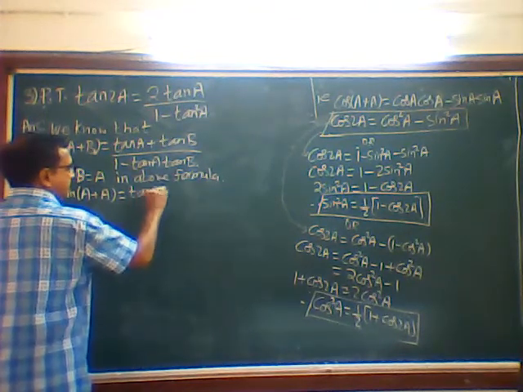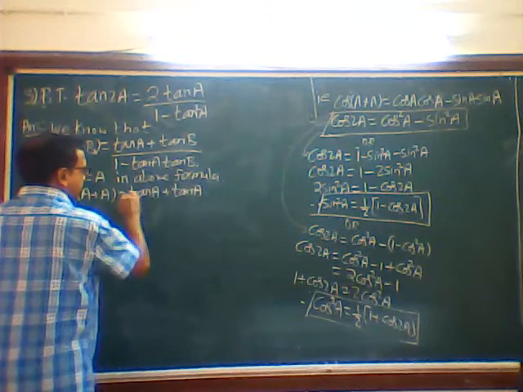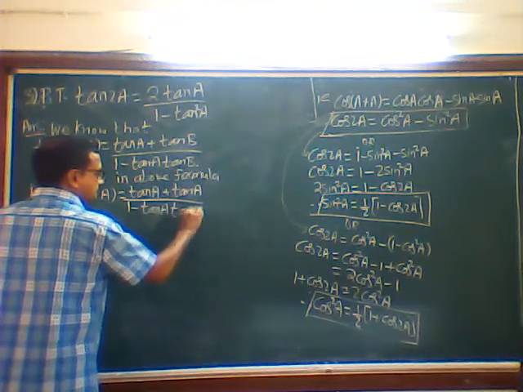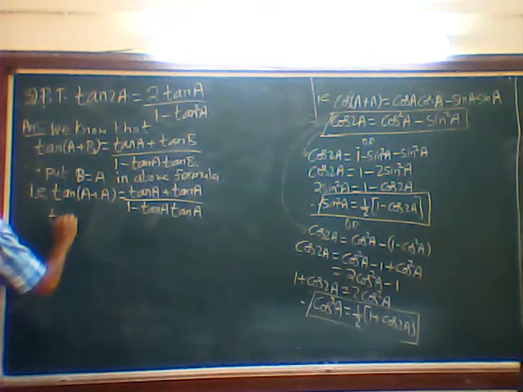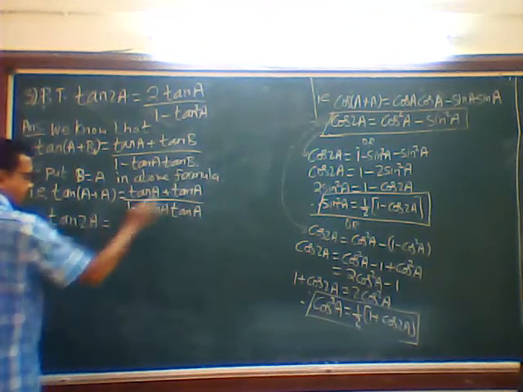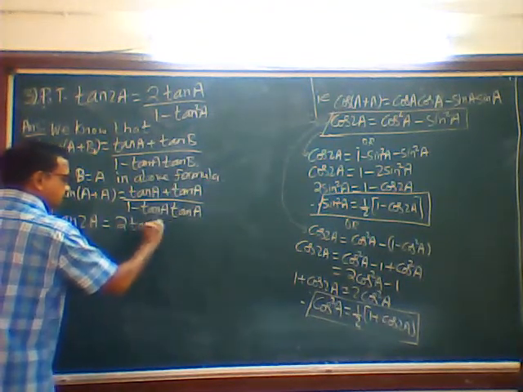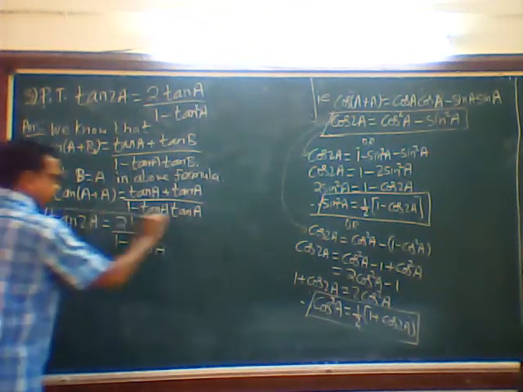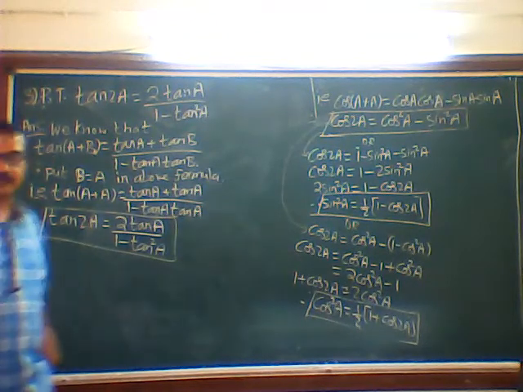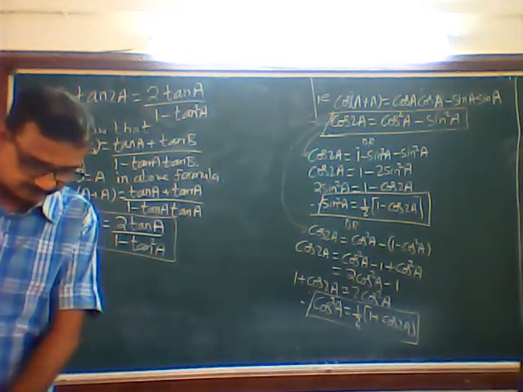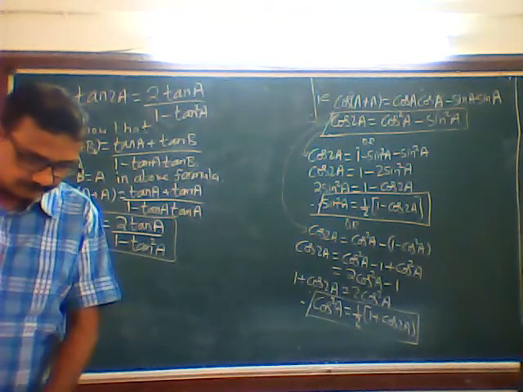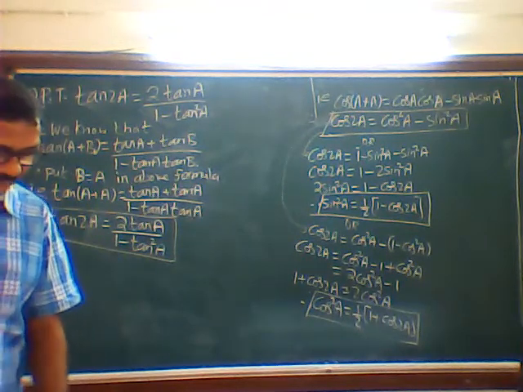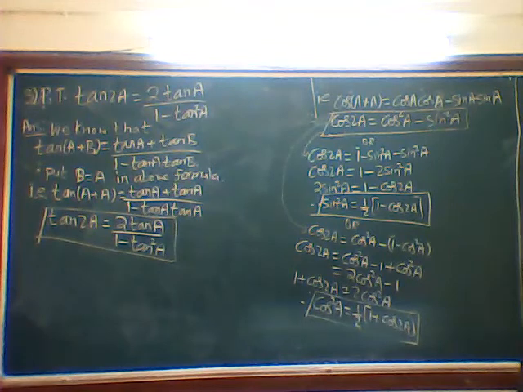Tan A plus tan A divided by 1 minus tan A into tan A. Tan of A plus A is tan 2A. Tan A plus tan A is 2 times tan A, whole thing divided by 1 minus tan square A. That is the answer. So this is the formula you have to remember: tan 2A is 2 tan A upon 1 minus tan square A. Now we will express sin 3A, cos 3A, tan 3A. Next, fourth one.